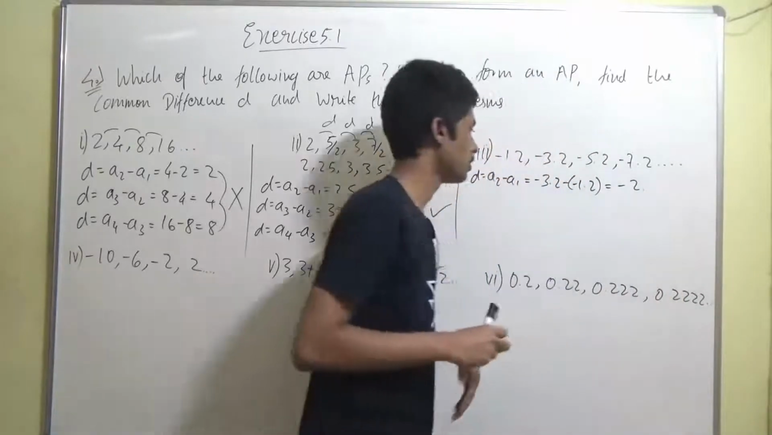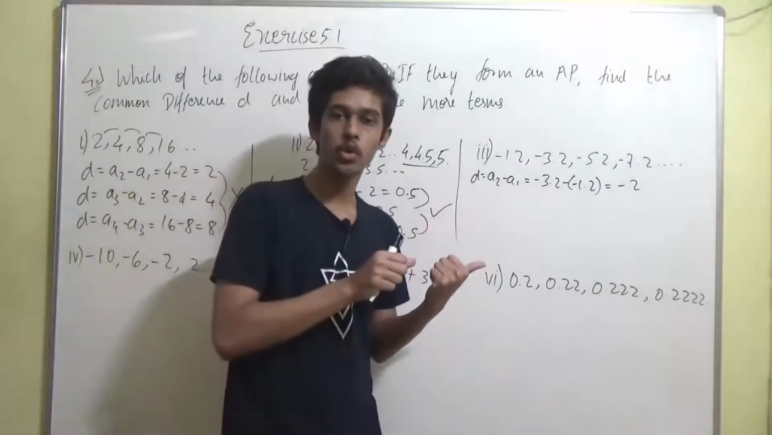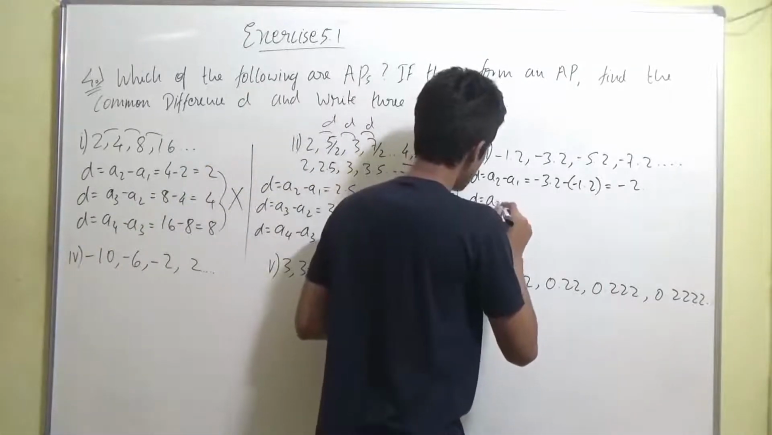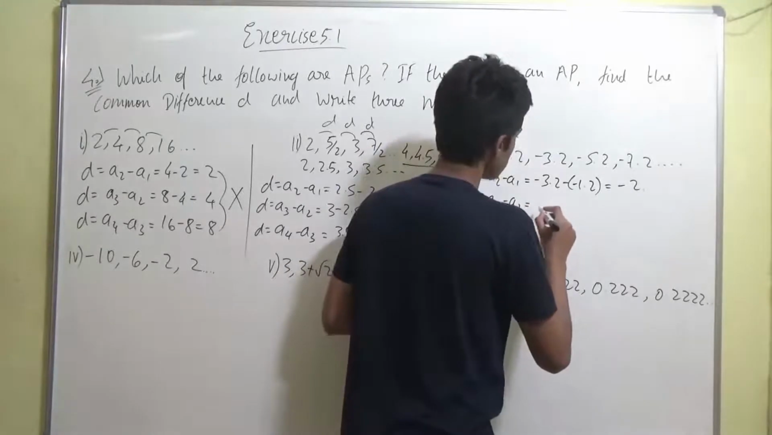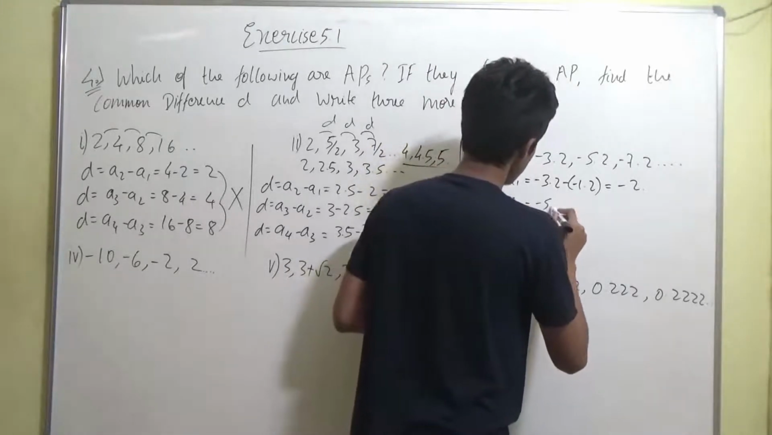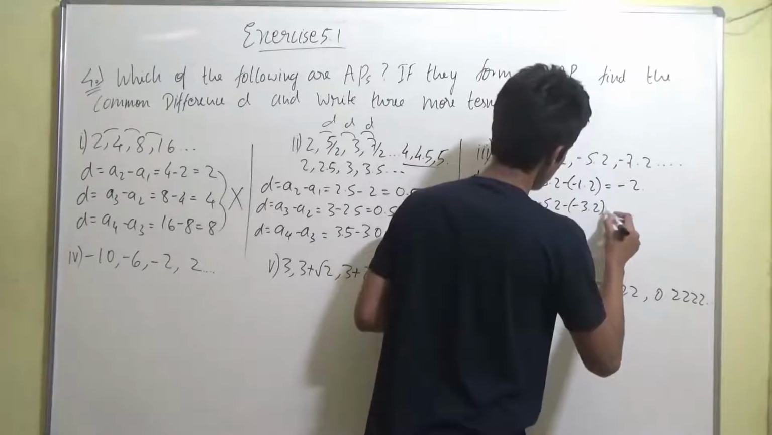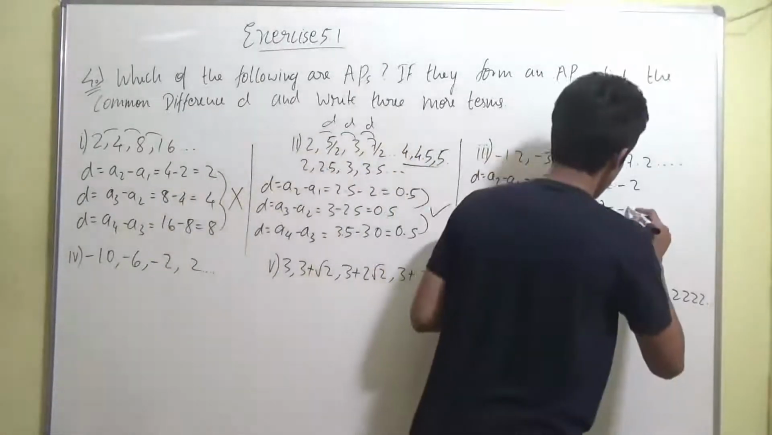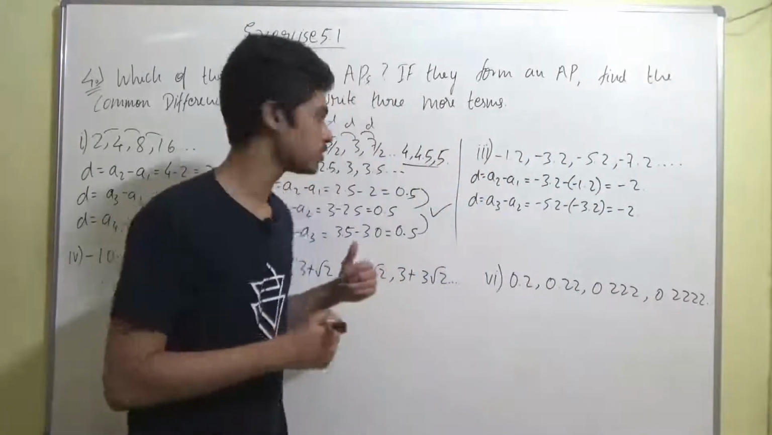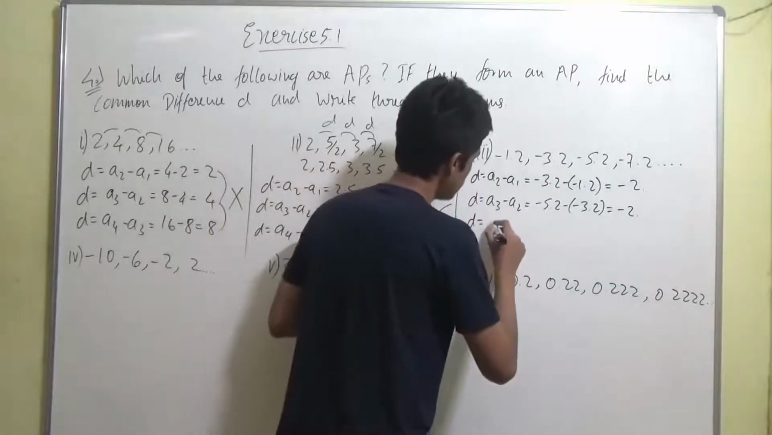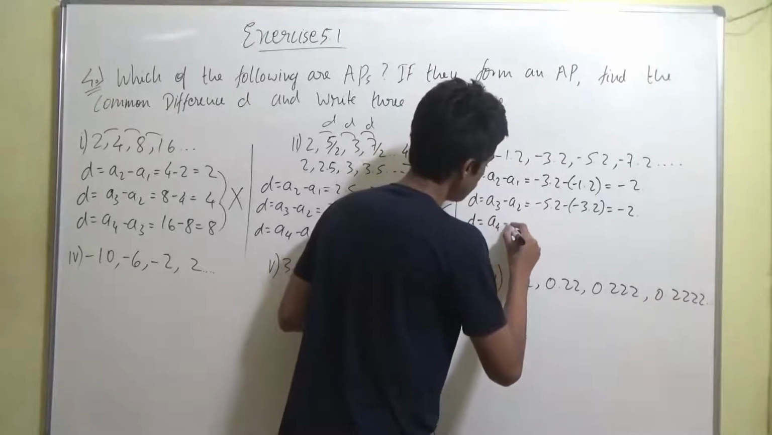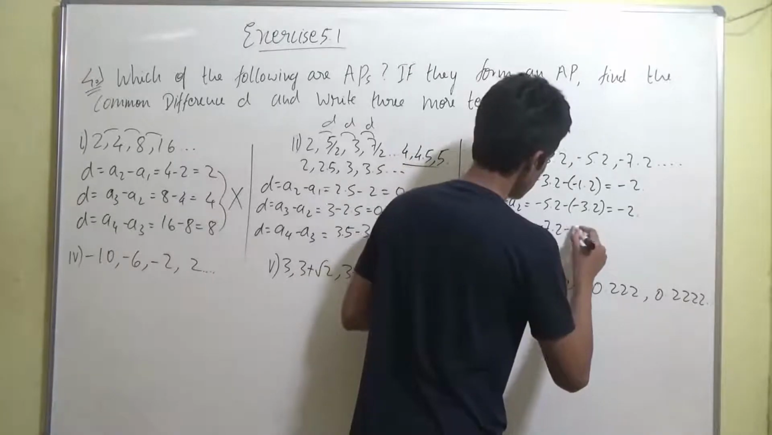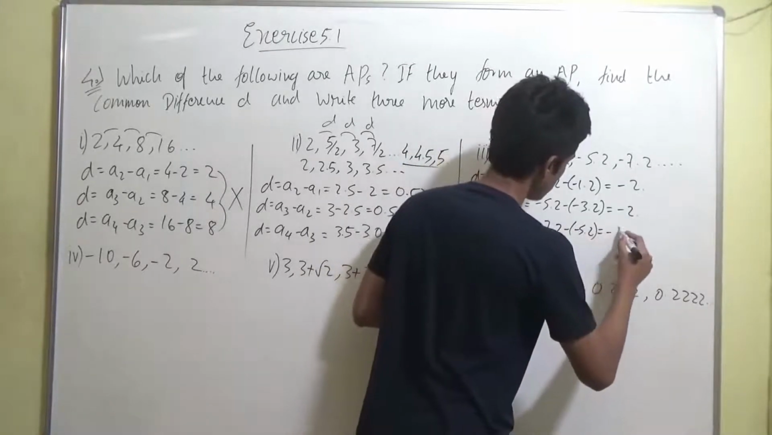Getting it, guys? How minus 2? Minus 3.2 plus 1.2 is going to give you minus 2. Now let's go to D equal to a3 minus a2, which is going to become equal to minus 5.2 minus of minus 3.2. This will become minus 2 again, right? After that, let's go to the next D. Let's check it for the next 2 terms as well, that is a4 minus a3. This will become minus 7.2 minus of minus 5.2. This will become minus 2 again.